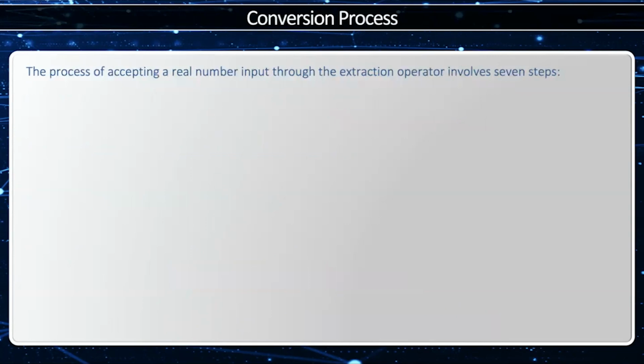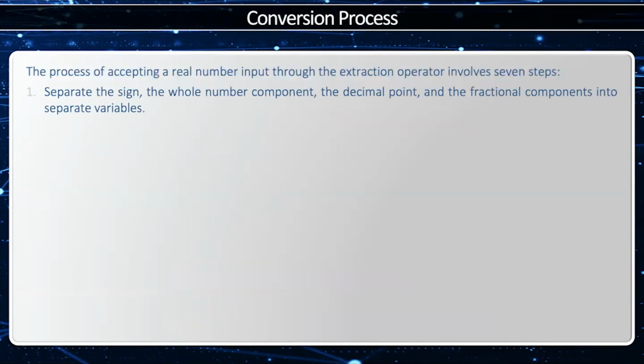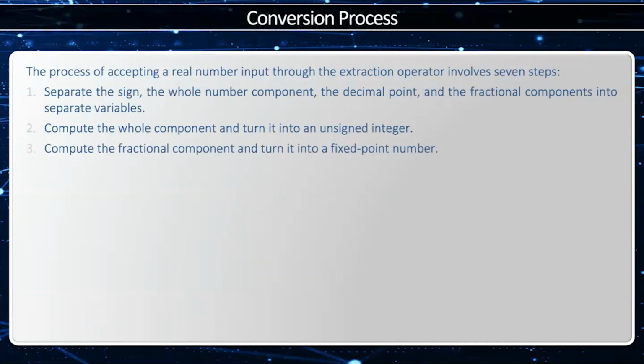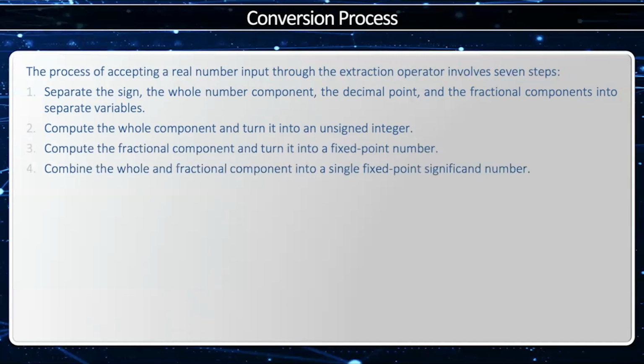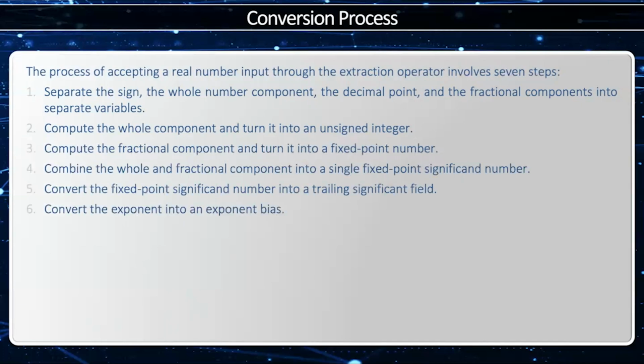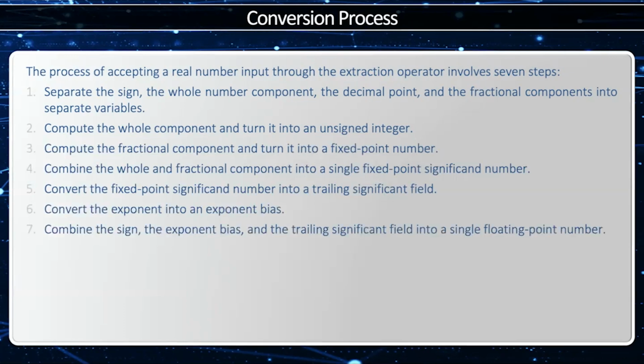Now, when we convert a string into a floating point number, we go through a 7-step process. The first step is to separate the string into 3 fields: the sign, the whole number component, and the decimal point component. The second step is to compute the whole component and turn it into an unsigned integer. The third step is to compute the fractional component and turn that into a fixed point number. The fourth step is to take the whole and fractional components and turn them into a single fixed point significand number. The fifth step is to convert the fixed point significand number into the trailing significand field. The sixth step is to take the exponent and turn it into the exponent bias format, and finally we'll take the sign, the exponent bias, and the trailing significand field and combine those into a single floating point number.